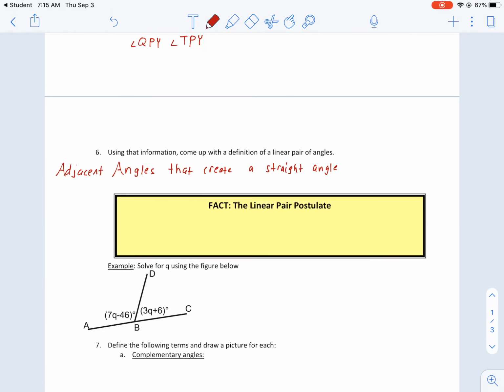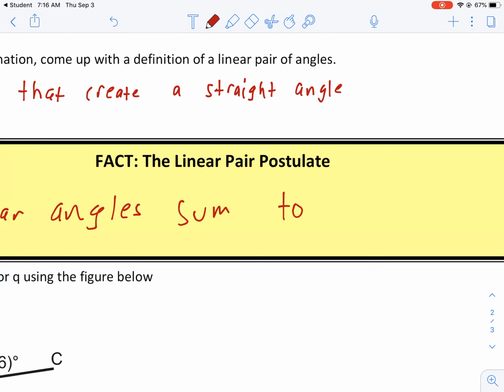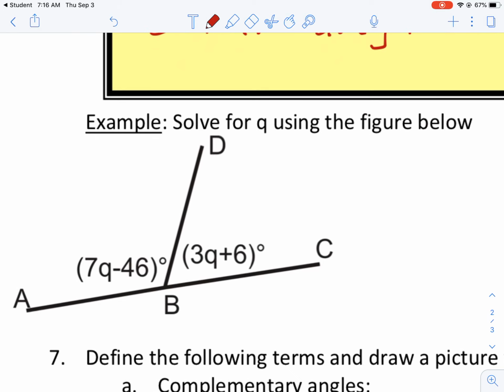So kind of just use that to lead us into the linear pair postulate, which says that linear angles sum, which means they add up to 180 degrees. If they make a straight angle, it's 180 degrees, so that's why this is a postulate. It doesn't need proving, it just kind of comes from the definition. So we're gonna do an example here.